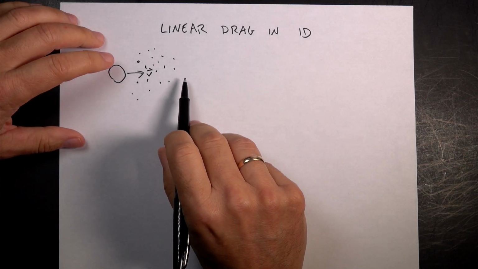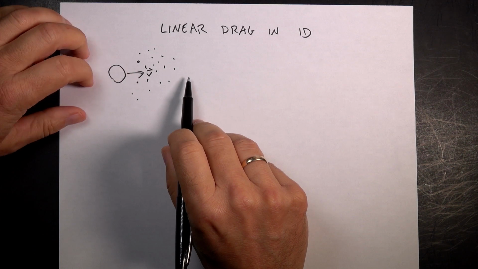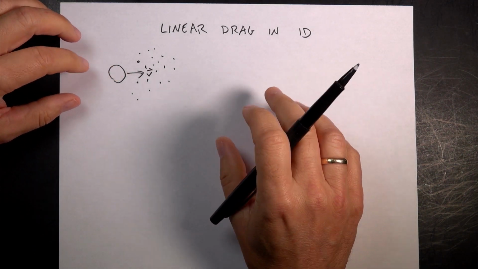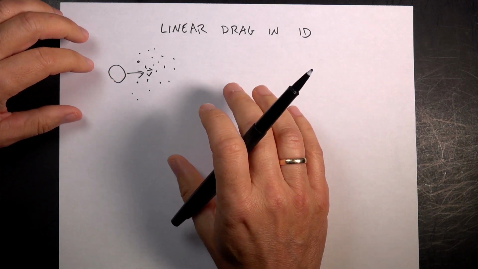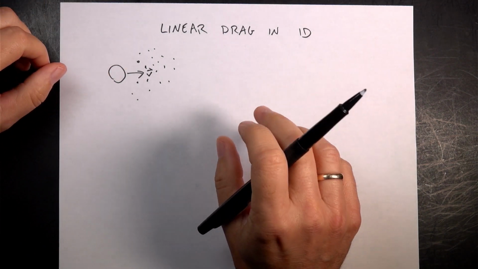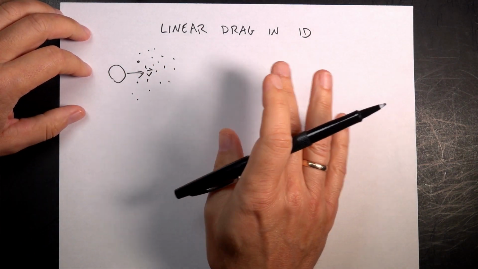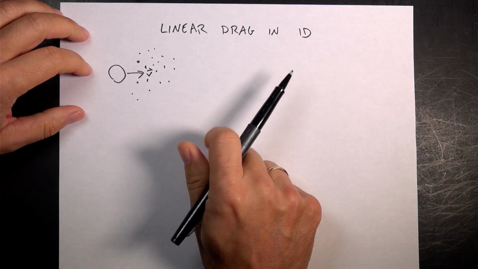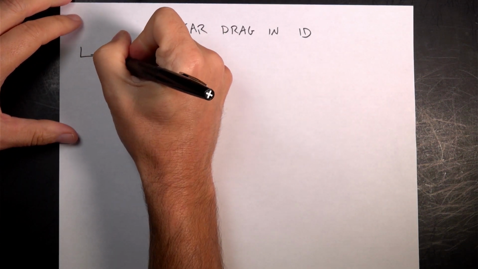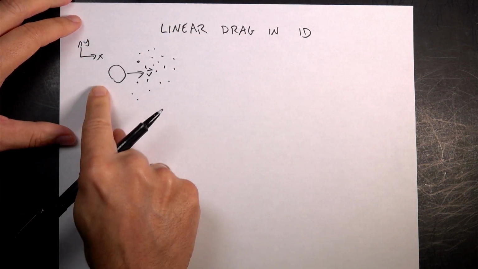Let's build a model for the motion of an object moving through some material. Let's say it's a slow moving object moving through air in one dimension. So it can't move up or down. It can only move in one dimension, and we'll call this the x direction. And that's the y direction, doesn't matter, but it can only move in the x direction.